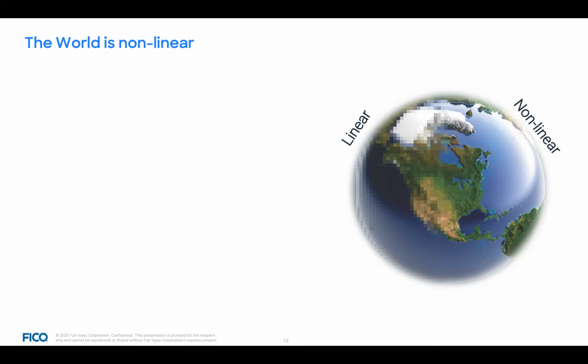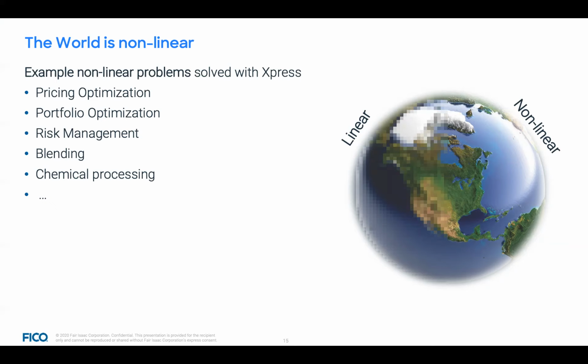Yeah, so really modeling the real world more accurately, and with that comes a more accurate solution at the price of more modeling complexity, more modeling knowledge, and obviously the fact that nonlinear problems are much harder to solve than linear or continuous linear problems. But still, there's a number of application areas like pricing, portfolio optimization, risk management, blending, general chemical processing. So these are all areas where nonlinear technology is very established to solve those demanding optimization problems.